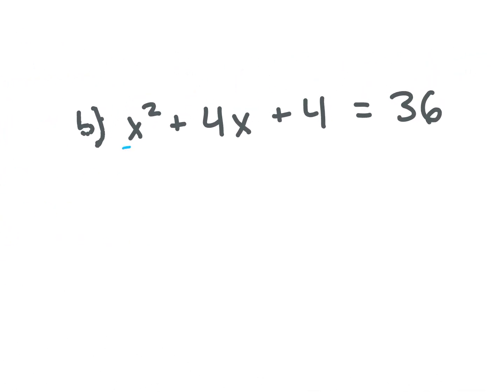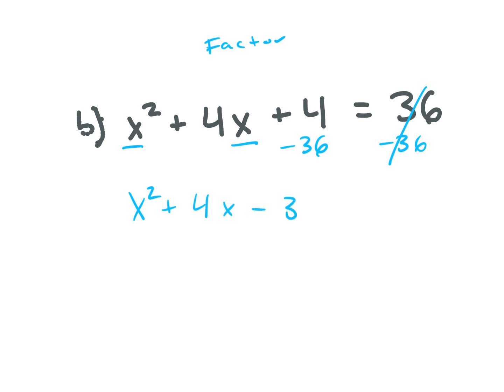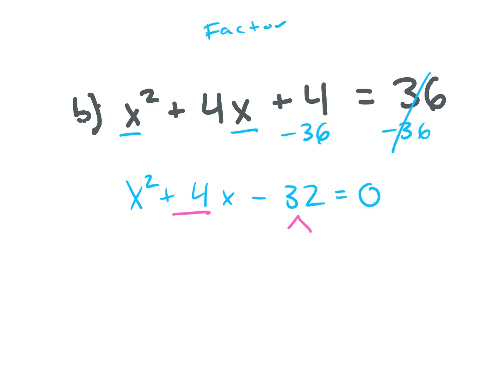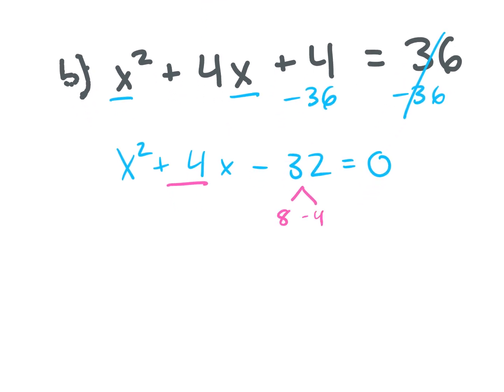All right, here we have an x squared and an x. So what am I going to need to do to solve? Factor. And if we factor, what does it have to be equal to? 0. So let's move the 36 to the other side. So we subtract 36 to move it over. So I get x squared plus 4x minus 32 is equal to 0. Now let's factor. What are two factors of negative 32 that add to 4? 8 and negative 4. So this factors into x plus 8 and x minus 4.